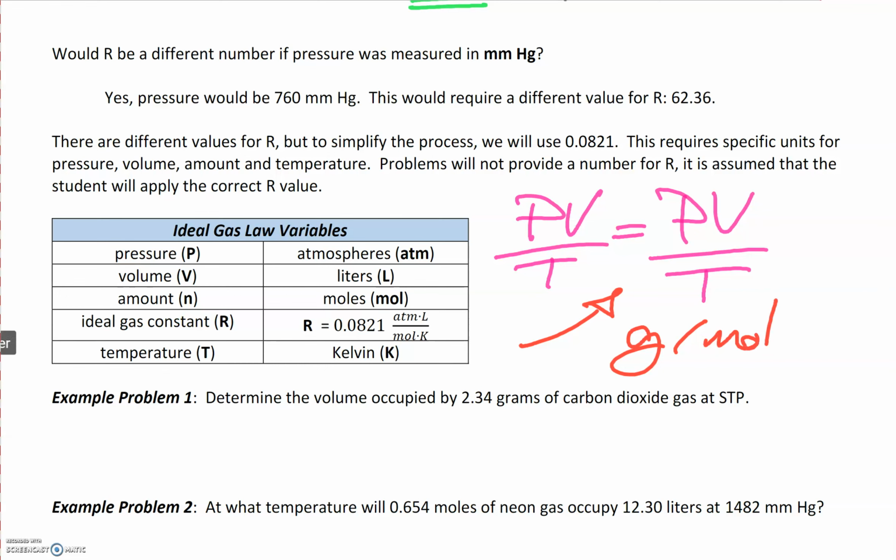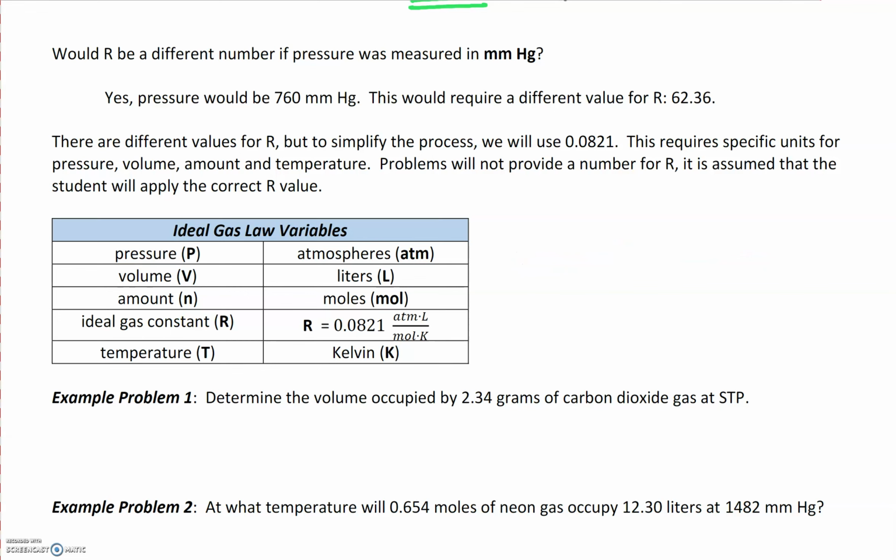And so if you have grams or moles, you're going to be using the ideal gas law. If you take a look, this problem says we have 2.34 grams, so right away we know that this has to be the ideal gas law. So we're going to be using our pressure times volume equals N times R times T. You should just write down these variables and fill them in.